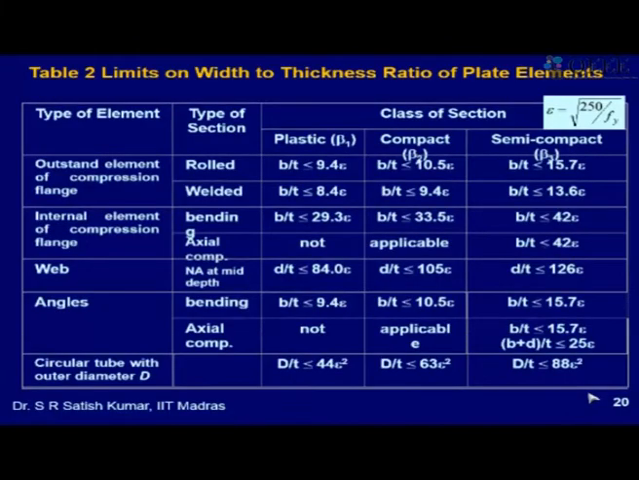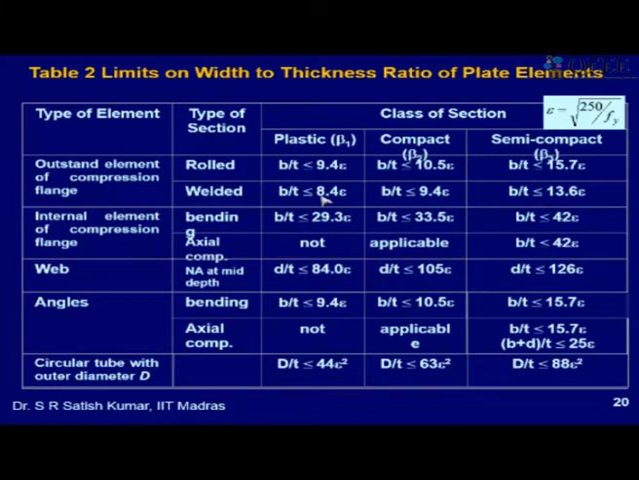My question is regarding that table where b by t ratios are given. Although you have said that for welded... I mean, if you can open the table. Yeah, this is the table. Yeah, this is the one. Now here in the second row, outstanding element of compression flange, there's a lot of difference between these limitations for rolled and welded parts. Correct. I mean, if it is rolled, and as you said just now, it is because of residual stresses.